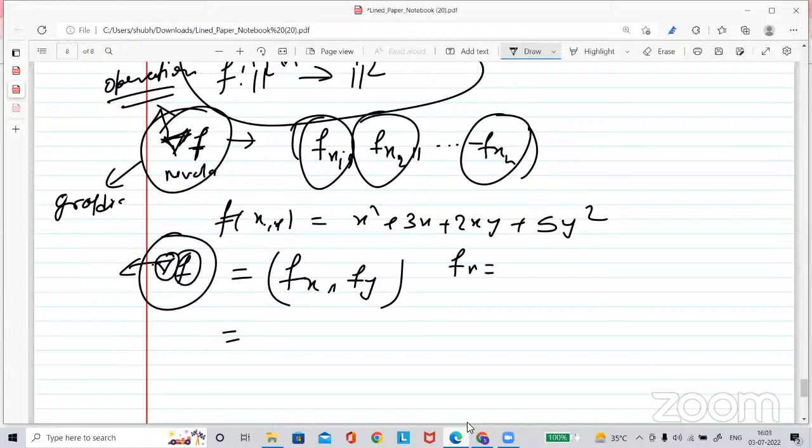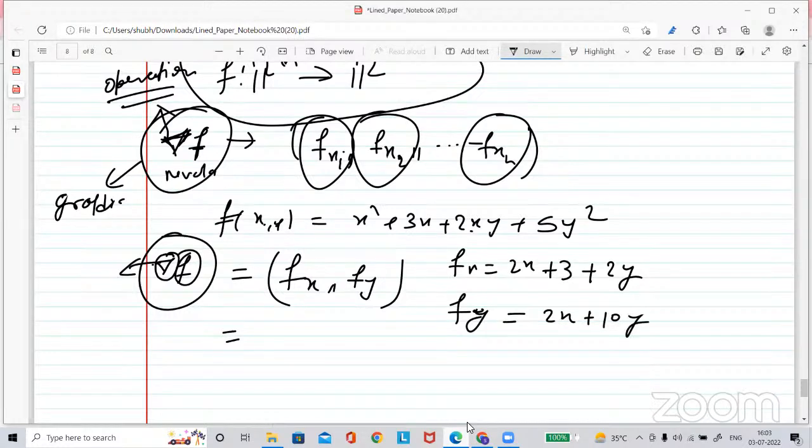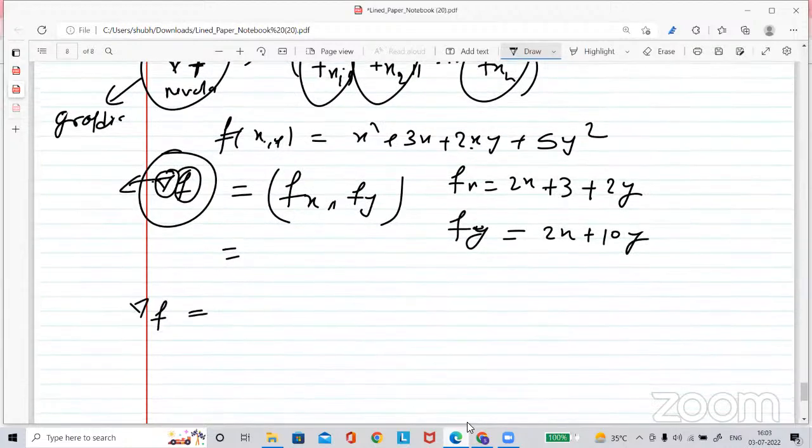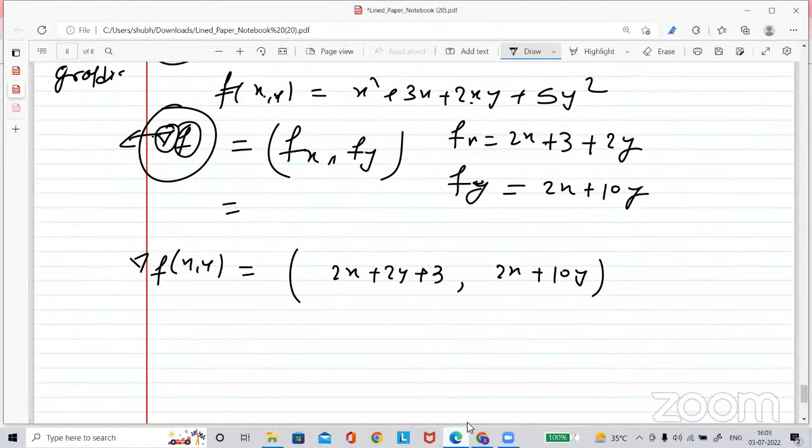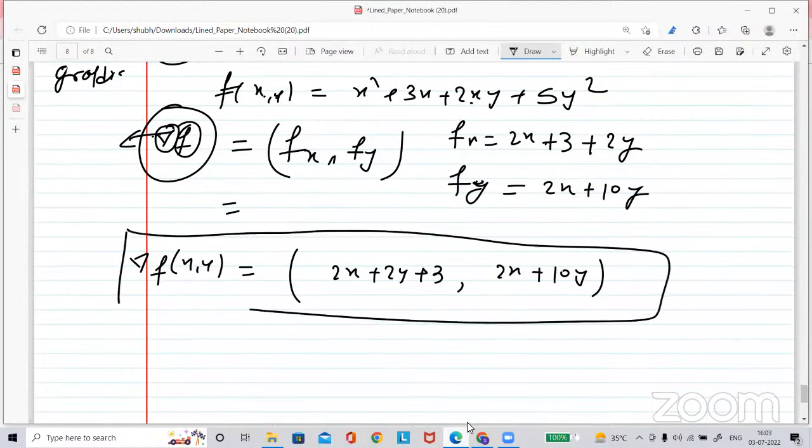So the partial derivative with respect to x is 2x plus 3 plus 2y. And fy is going to be 2x plus 10y. So your gradient of this function will be (2x plus 2y plus 3, 2x plus 10y). That's all about the gradient.